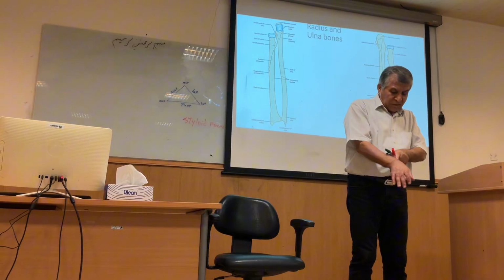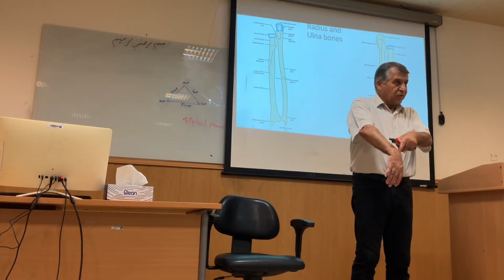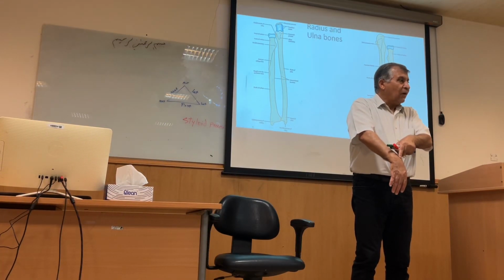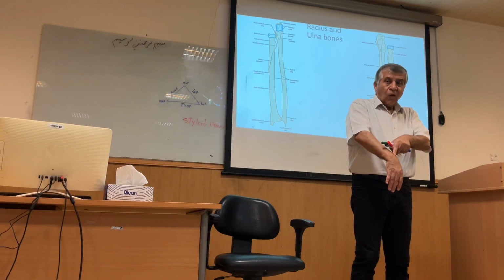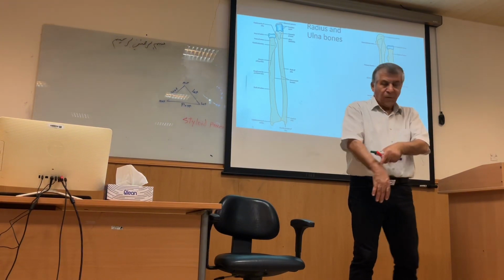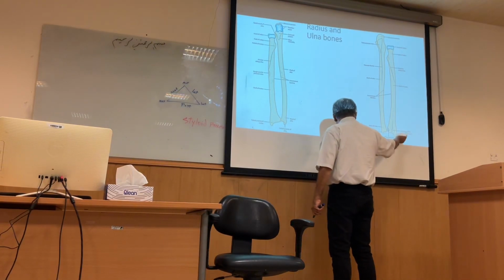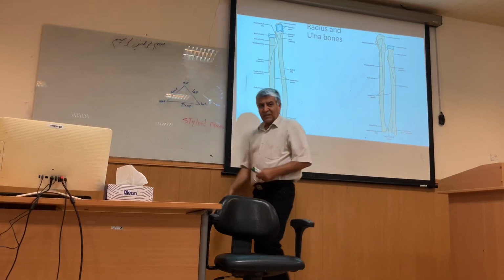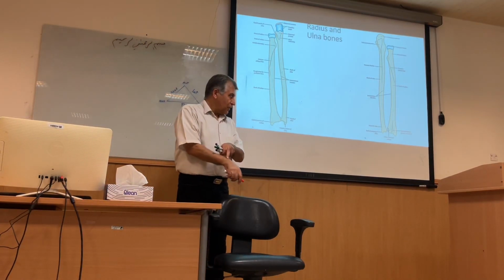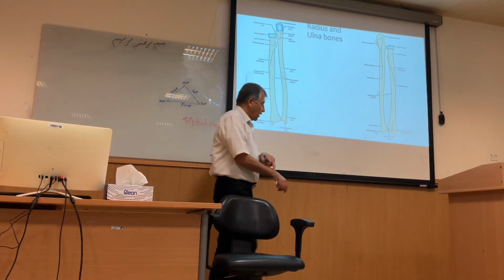On the posterior surface you can touch another special structure. This one is the dorsal tubercle, or Lister's tubercle, on the posterior surface of the radius.